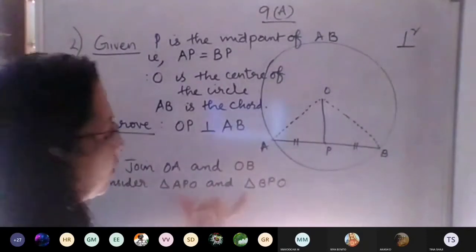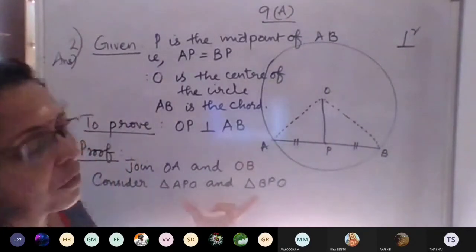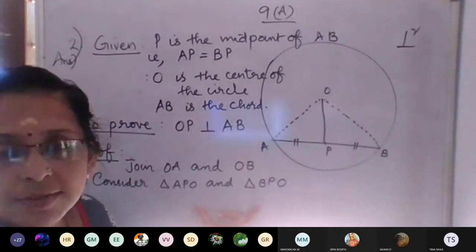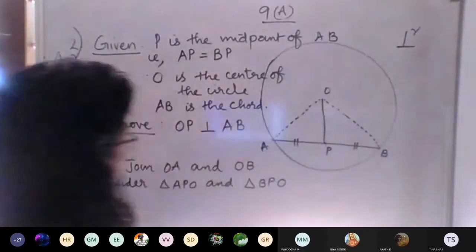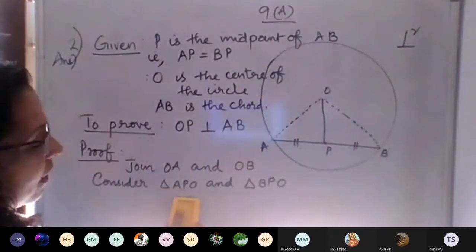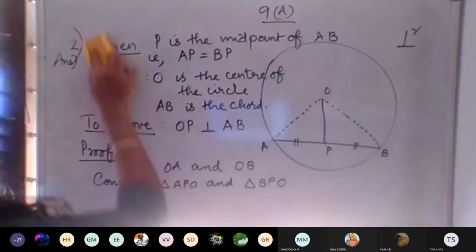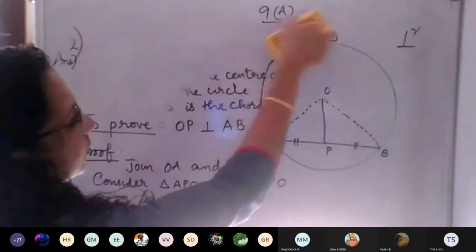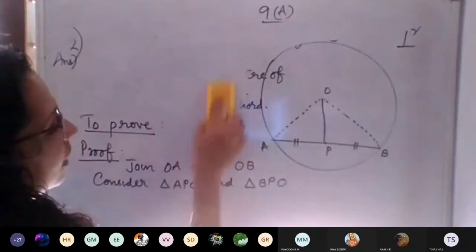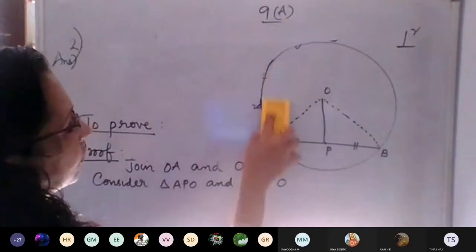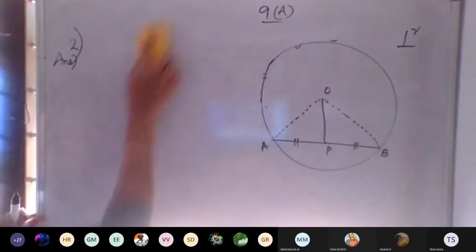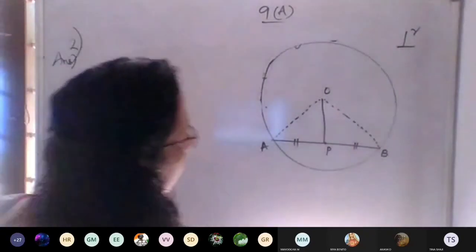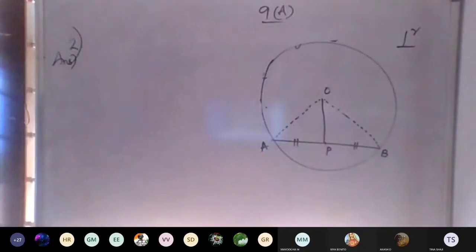If we are considering these 2 triangles, we have to find out whether these 2 triangles are congruent or not. Then only we can say something. So next we consider APO and BPO. What do we have to write next line? We can consider these three sides or three angles. Two triangles are given, already given.